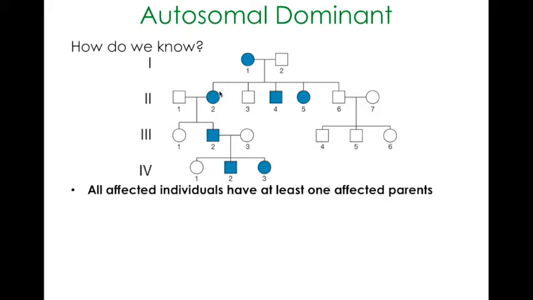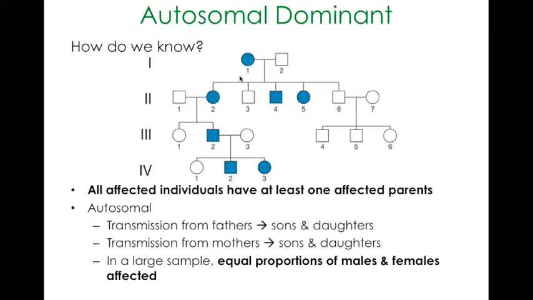If an individual has the trait, then the parents, at least one of them, must have the trait. Okay. Now, how do we know that's autosomal? Usually in a large sample, you get equal portions of males and females being affected.